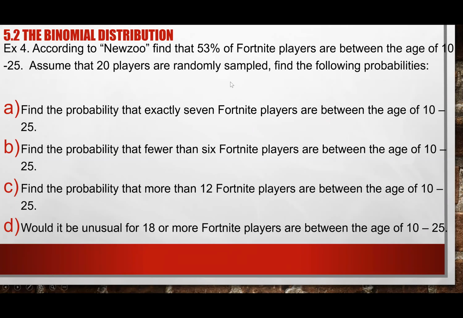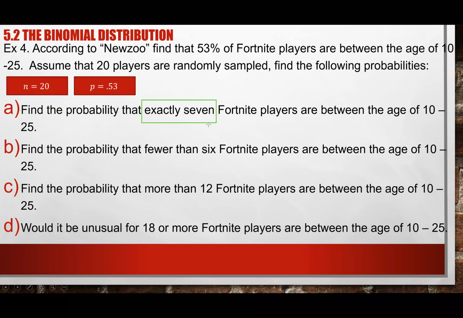So the two numbers we can extract that we need: we need an N, which is the total number of players that we sampled, which is 20 players, and the probability that a sampled player is in this age group, which is 53%, or 0.53. So that's where my N and my P come from. Mostly they're in your story: whatever the story gives you, that's your N and your P.